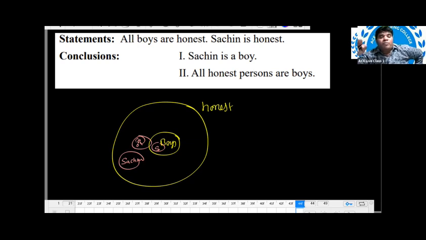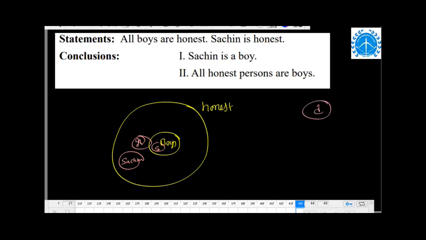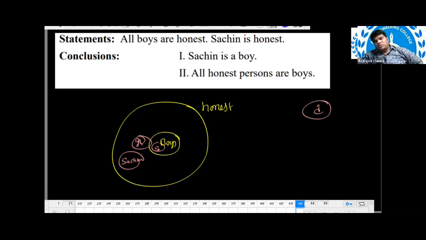All honest persons are boys. Is it right? No, all honest persons are not boys. All boys are honest. So option D, neither nor. One more question of this type.